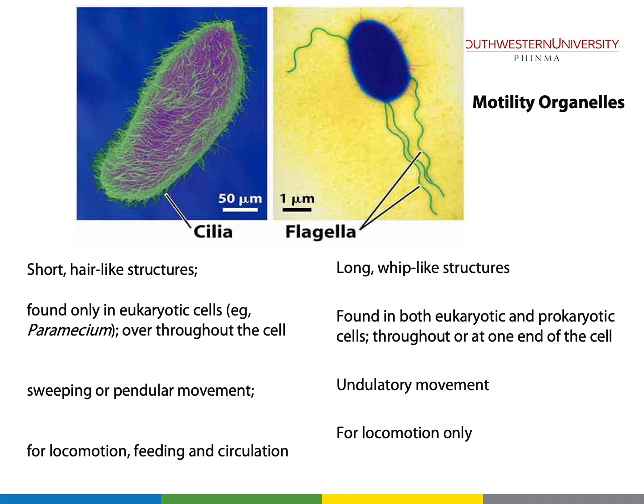Your flagella are long whip-like structures. These are found in both prokaryotic and eukaryotic organisms. They may be found throughout the cell or at one end of the cell. We'll discuss more of this when we go to prokaryotic organisms. The main movement of flagella is undulatory movement, the same movement as some snakes, right? A side-to-side sweep. The main function of flagella is for locomotion.